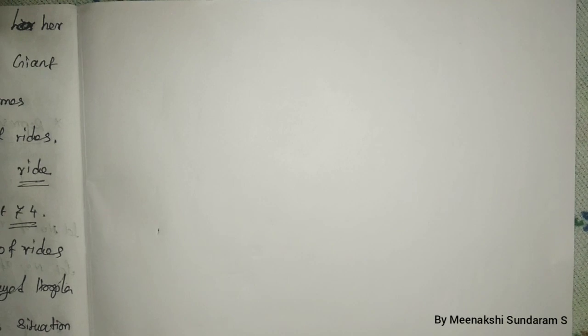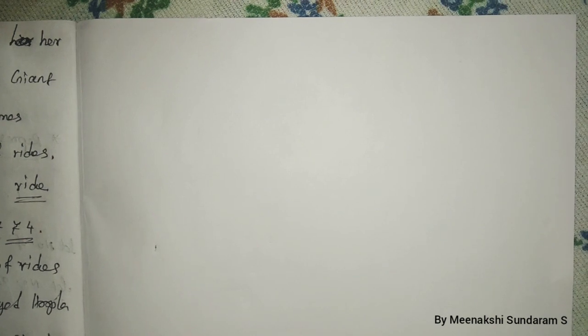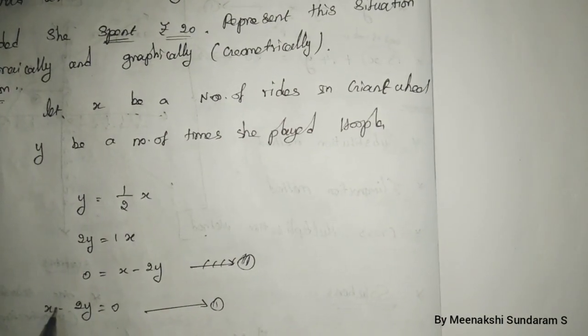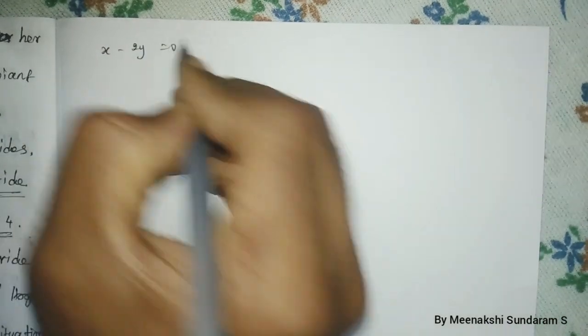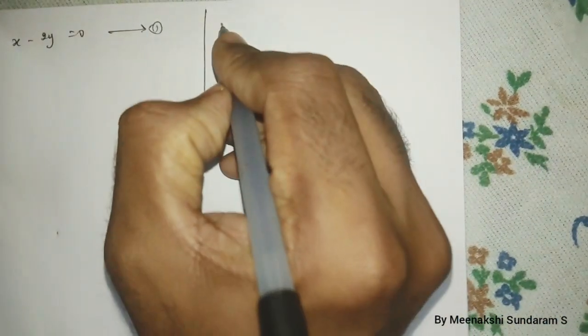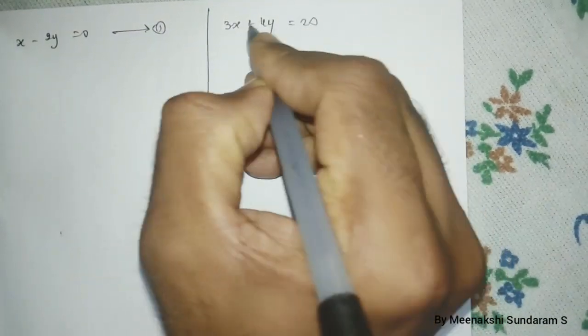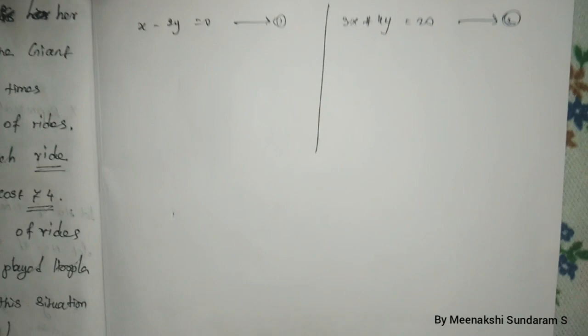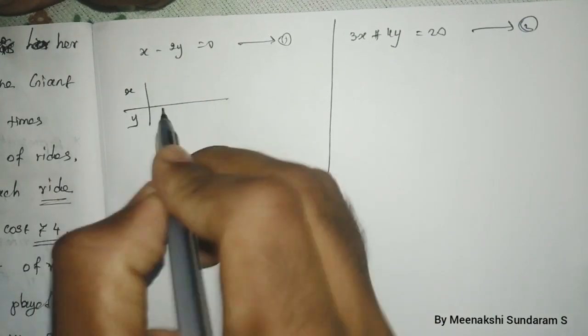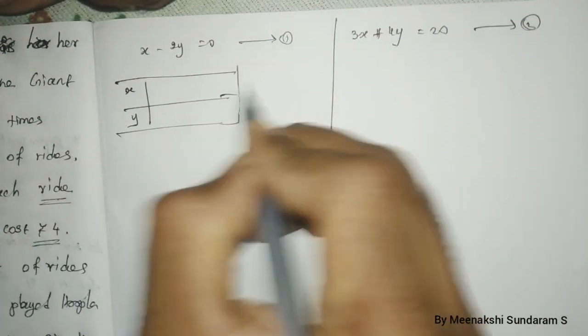Now we represent the situation graphically. We already completed the algebraic representation. The first equation is x minus 2y equal to 0, and the second equation is 3x plus 4y equal to 20. Now we can find the points. Two points are enough to plot a line on the graph. Clear?